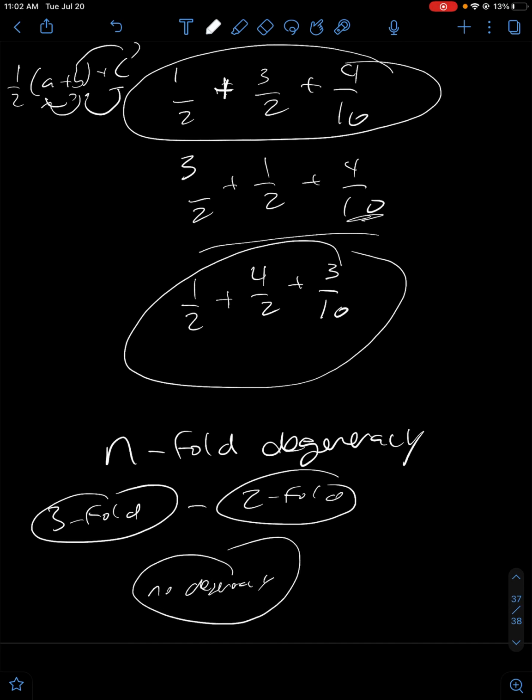And degeneracy appears to be the addition of elements commuting, and our lengths of our boxes being the same. So the symmetries are what cause the degeneracies. So yeah, that's really it.